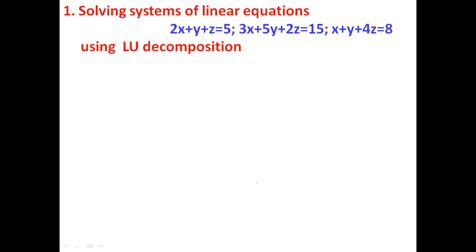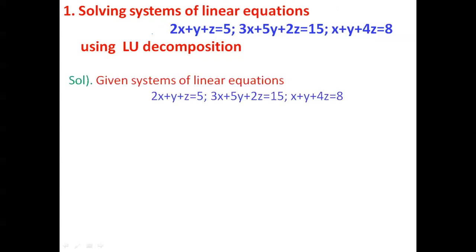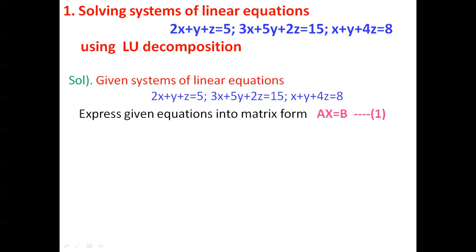This is the given problem. Solve the system of linear equations 2x plus y plus z equals 5, 3x plus 5y plus 2z equals 15, and 2x plus y plus 4z equals 8. In the LU decomposition method, first of all we write the given system of linear equations. Now we express the system in Ax equals B form, where A is the coefficient matrix, X is the unknown column vector, and B is the constant matrix.